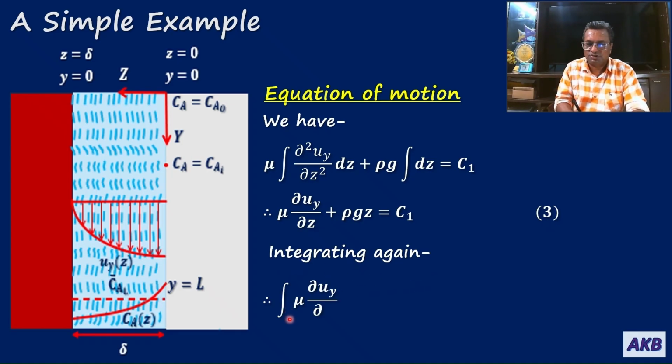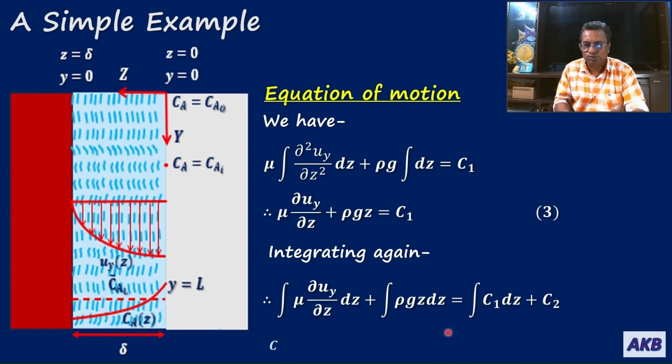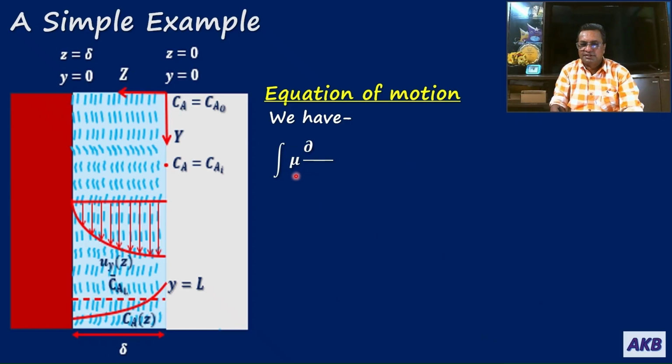And again I will integrate equation number 3. So it will be integration of mu ∂uy/∂z dz plus integration of rho g z dz, that is equal to integration of c1 dz plus c2. And again c2 in this case is the constant of integration. Let us continue. So we have this equation, where c2 is the other constant of integration.